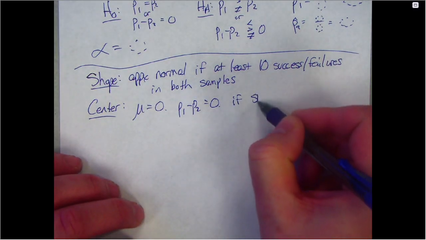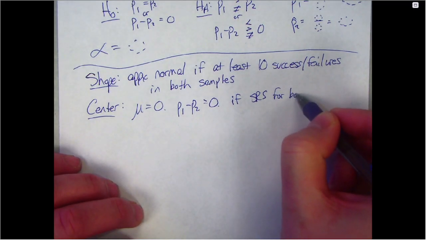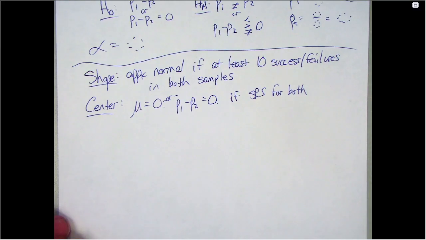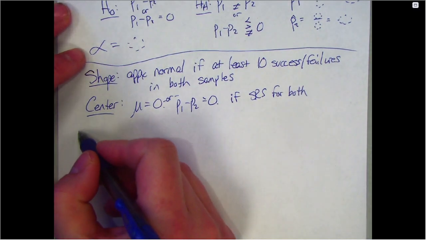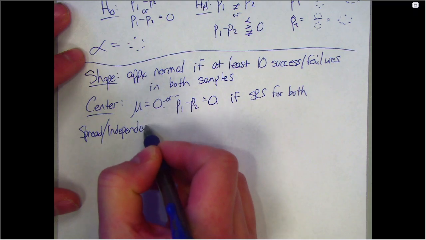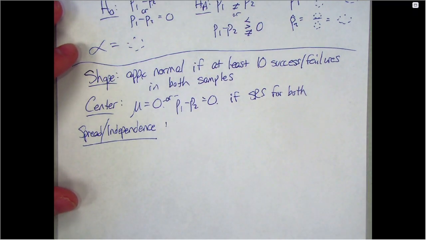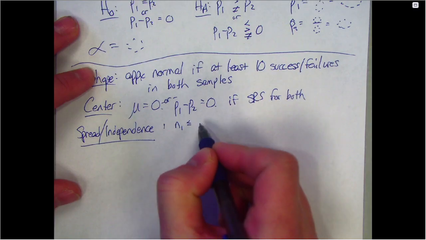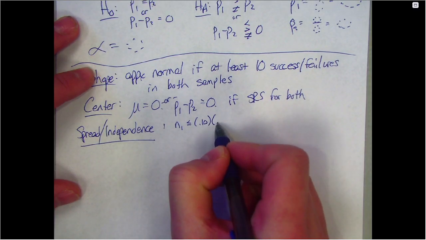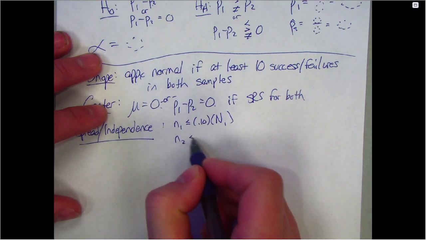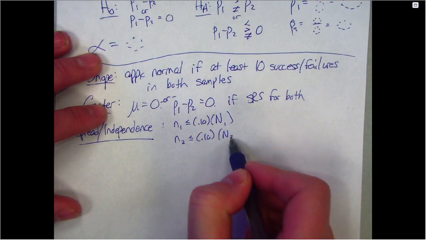If SRS, or randomness for both. And then for spread, independence, this is the 10% deal, right? So your n1 has to be less than 10% of capital N1, like the big picture, and little n2 has to be less than 10% of big N2.